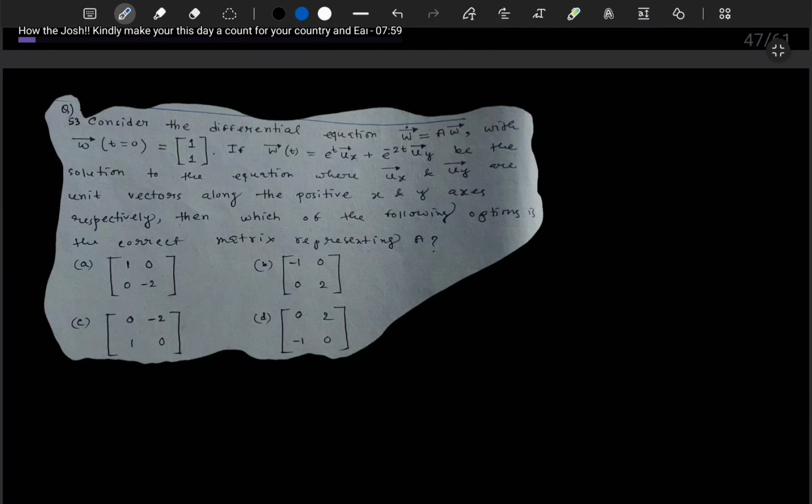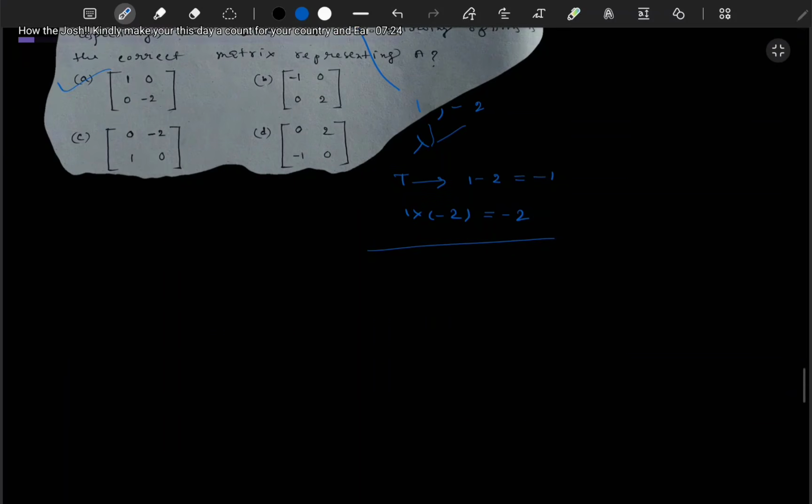Here again, in short, if we want to tell, it is 2, here 1 and minus 2, these are lambda values. So trace is 1 minus 2 equal to minus 1. So determinant is 1 into minus 2 equal to minus 2. So only option A matches with this, and method 2 is we're doing like this.